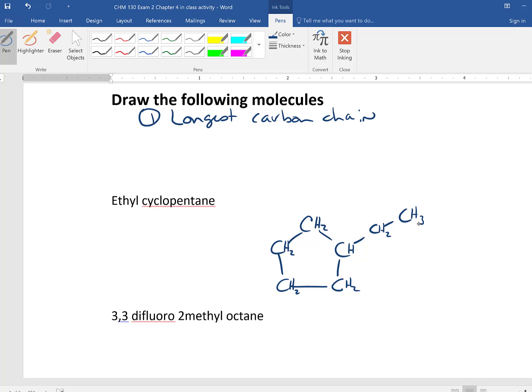In all cases, the number of dashes and the number of hydrogens, or the number of groups connected to carbons, would need to be 4.